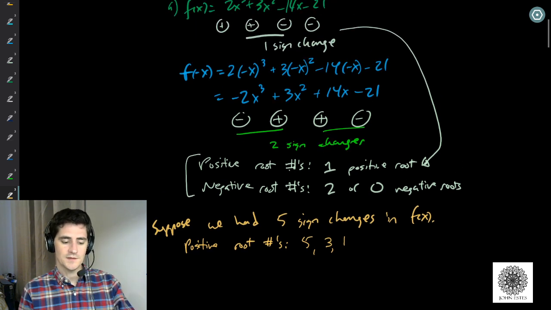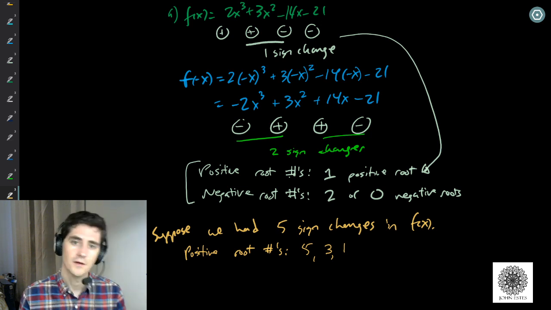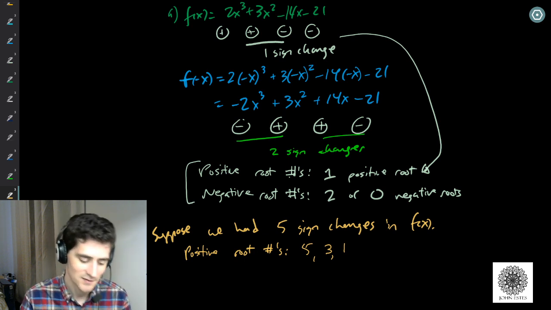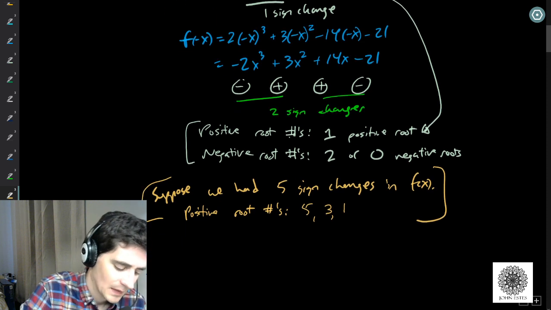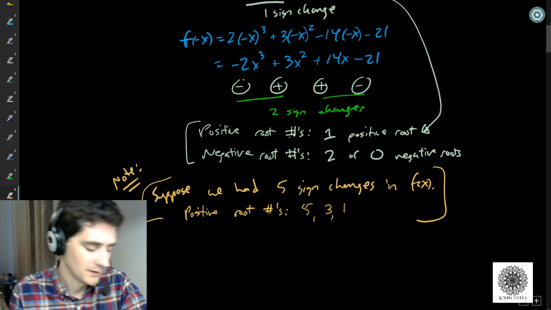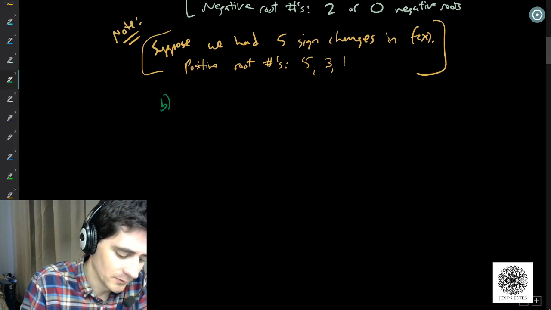So that's why in this example here, for negative root numbers, I could either have 2 or subtract 2, 0. I either have 2 or 0 negative roots. For positive, I can only have 1 because you can't have, say, 1 minus 2 would be negative 1. That doesn't make sense. Okay, so this is a note here we have. Hopefully just kind of an explanation. Let's look at B part, and maybe this will make a little bit more sense.